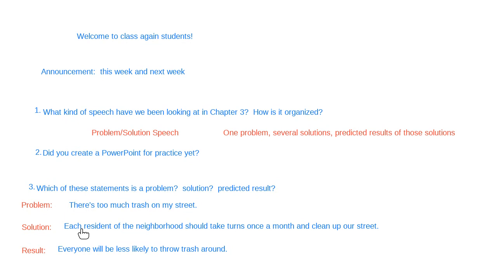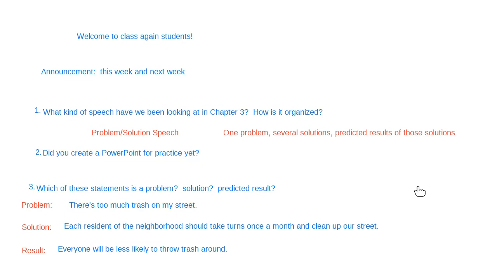This is one solution, okay? For your speech, you need to have at least two. But after your solution, you give a result. So what will happen if everybody follows my solution? The result will be everyone will be less likely to throw trash around, right? Because if everybody's taking time to clean up the street, then they will be less likely to actually throw stuff on the street. Okay, so that's an example. Good job. Any questions? No, teacher. Okay, good.